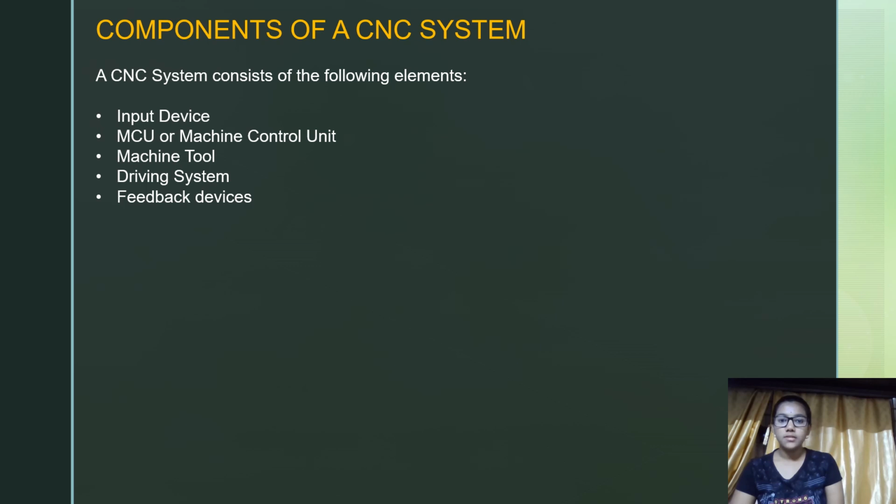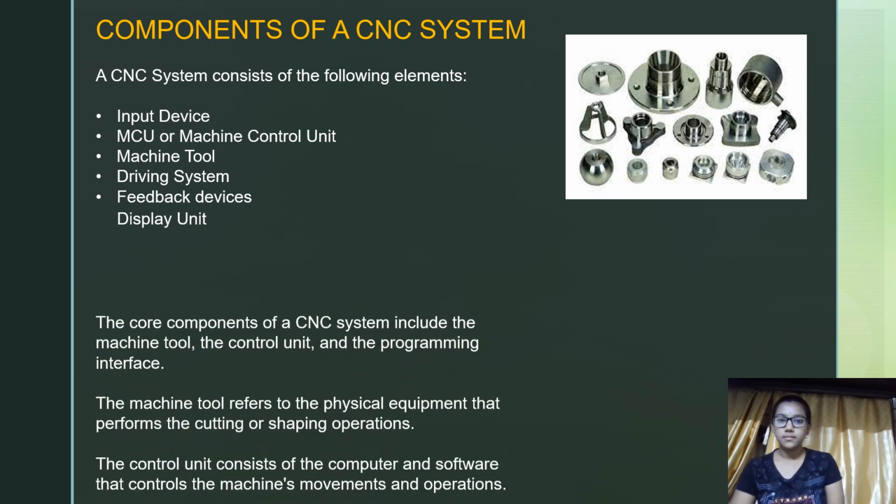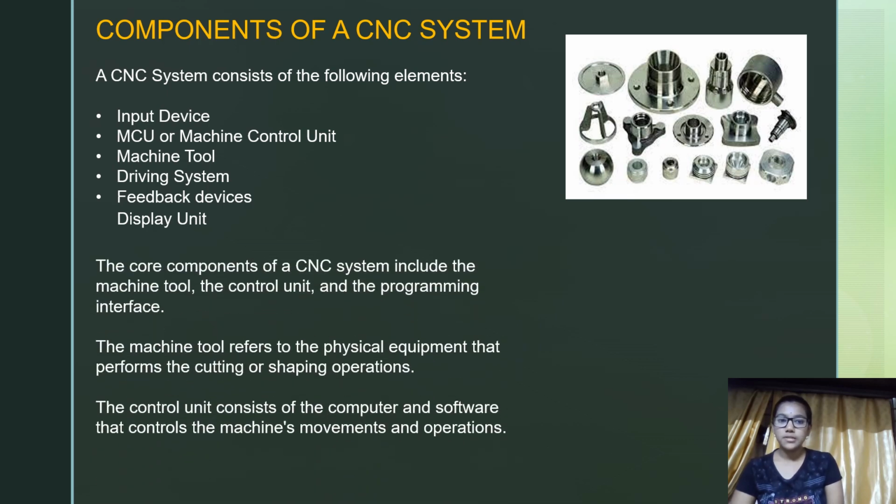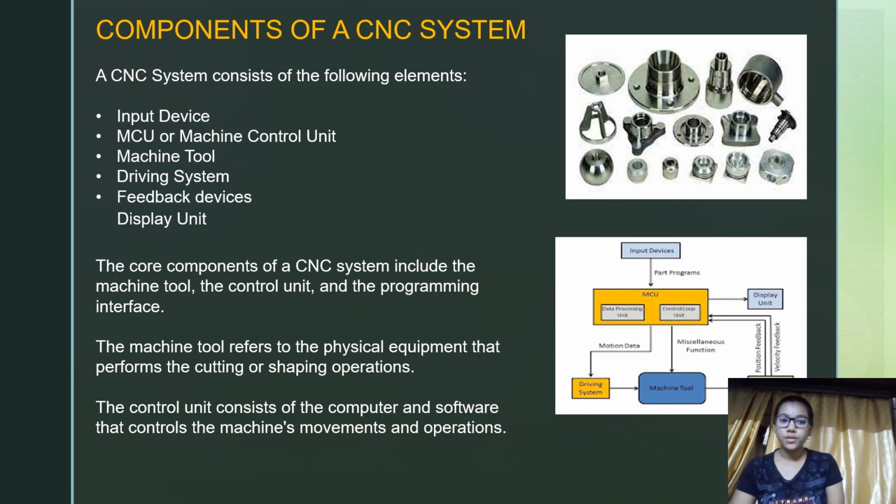Components of a CNC system. A CNC system consists of the following elements: input device, MCU or machine control unit, machine tool, driving system, feedback devices, and display unit. The core components of a CNC system include the machine tool, the control unit, and the programming interface. The machine tool refers to the physical equipment that performs the cutting or shaping operations. The control unit consists of the computer and software that controls the machine's movement and operations.